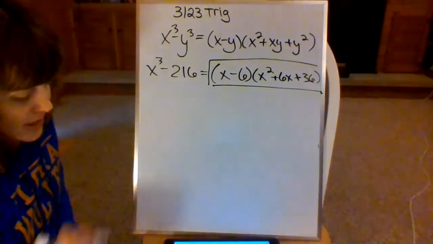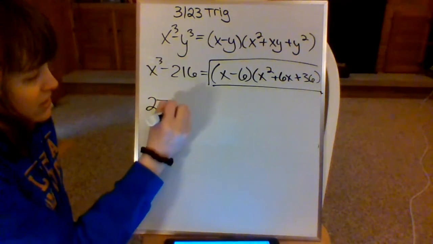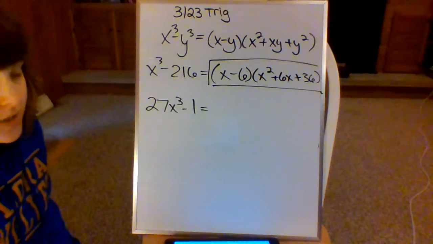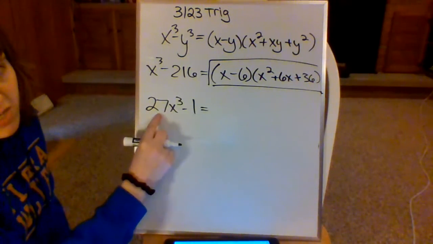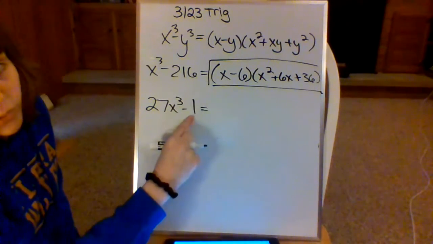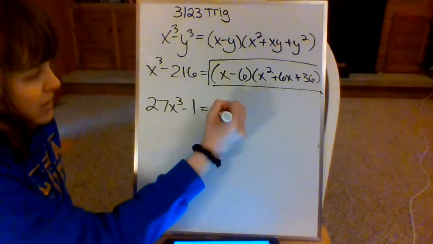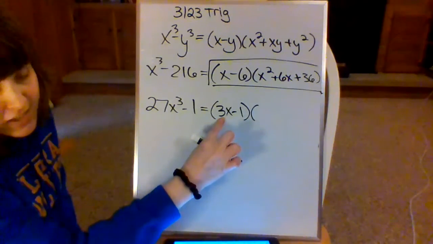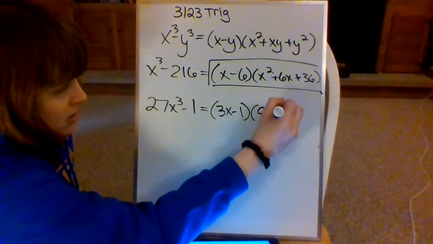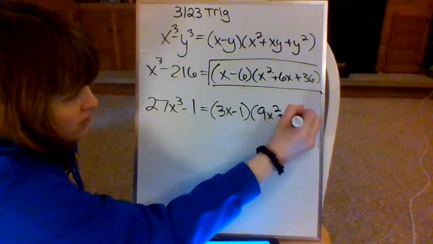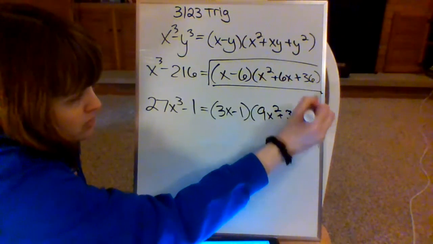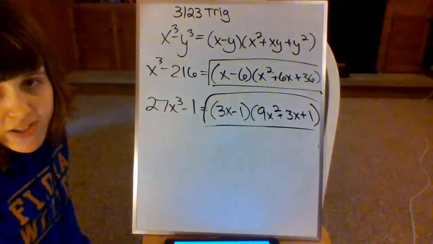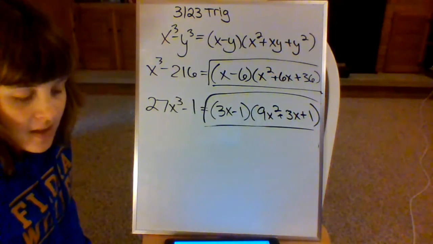Okay, and then the very last one says 27x to the third minus 1. So the cube root of this is going to be 3x. The cube root of 1 is just 1. So we're going to have 3x minus 1. When I square this, it's going to be 9x squared plus 3x, and then plus 1. Okay, so that's it. That's difference of two cubes.